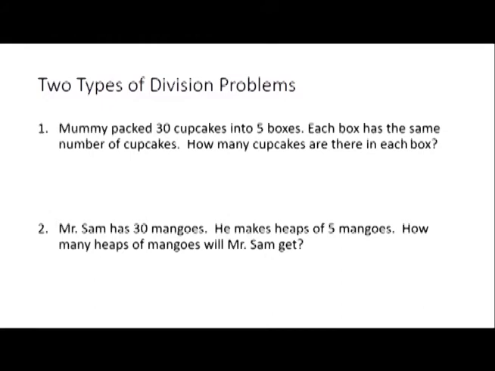In our second question, Mr. Sam has 30 mangoes. He makes heaps of 5 mangoes. How many heaps of mangoes will Mr. Sam get? Okay, as you look at the question, you will see the numbers are very similar to those in the first one.